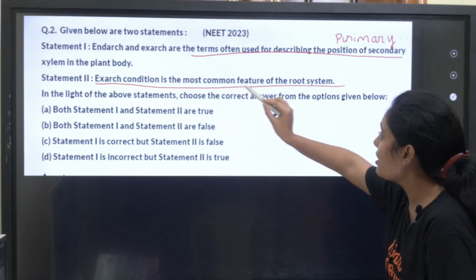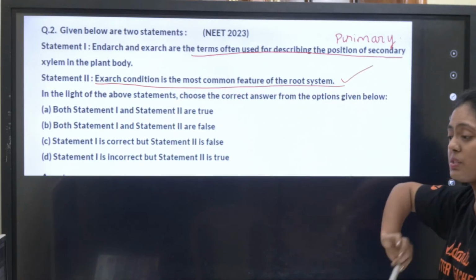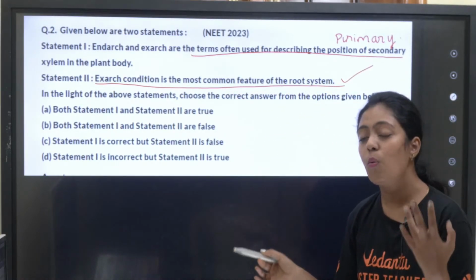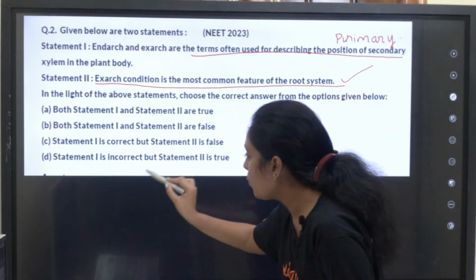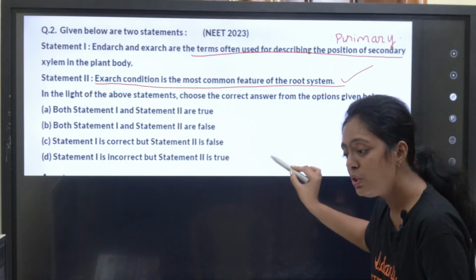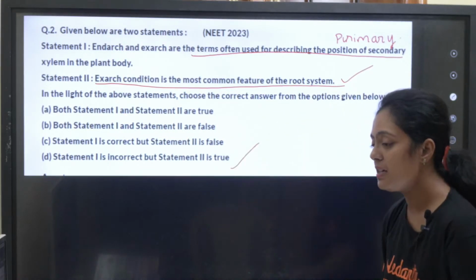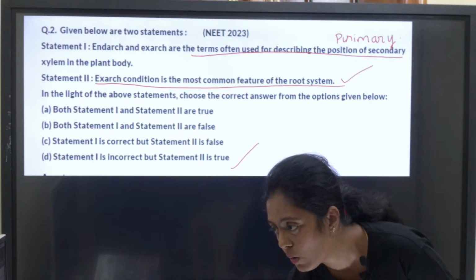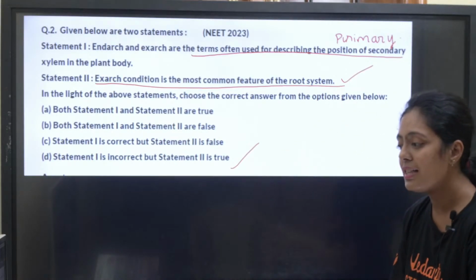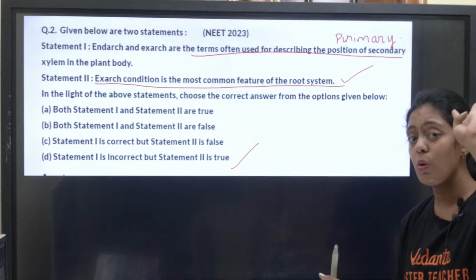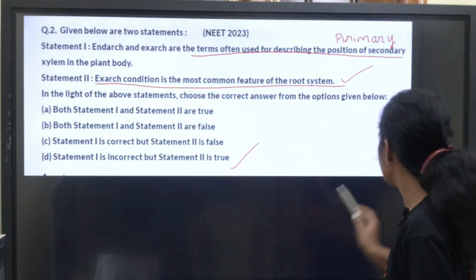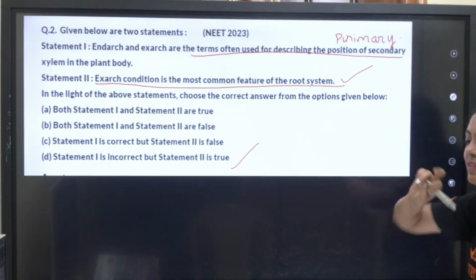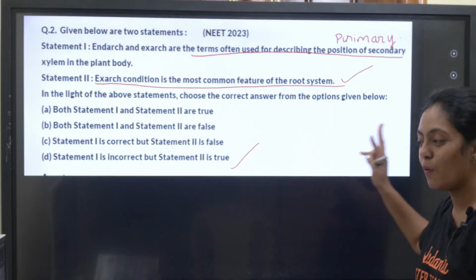Exarch condition is the most common feature of the root system. That is absolutely correct. So what is the right answer? Statement 1 is incorrect. Statement 2 is true. So the right answer is option 4. Okay, clear friends? Did everyone understand this? If you know this, you get 4 marks. Okay, yes. Shall we continue? Can I get a victory sign in the chat section so we can go for the next question?